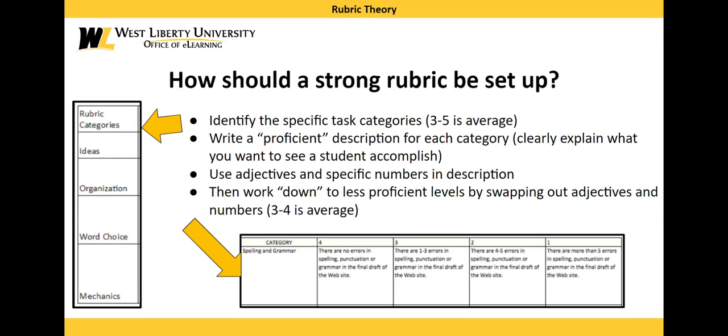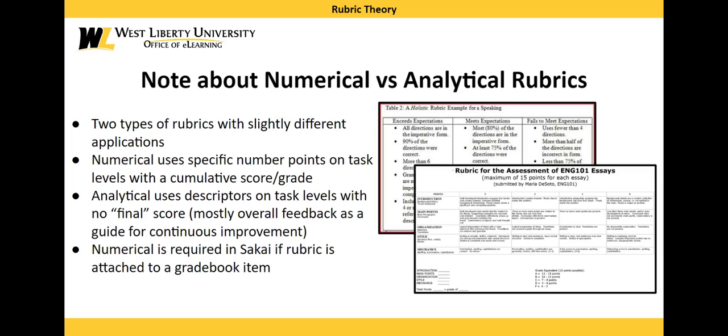In this example of the criterion spelling and grammar, the best performance level uses the phrase no errors and awards full points. The next level down specifies 1 to 3 errors, while the other levels use 4 to 5 errors or more than 5 errors. By using such specifications between levels, there's no subjective grading, and thus it makes it far more consistent and fair when grading multiple performers. A note about numerical versus analytical rubrics.